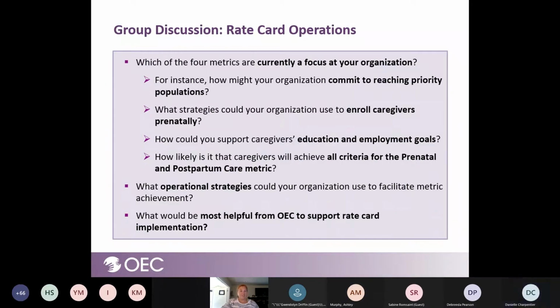Thank you. So I wanted to take a minute before getting into some of the ECIS pieces to hear from the network here on your impressions of the rate card, how you might focus on some of the metrics that have been selected, and how this might influence operations. I actually can't see the Teams chat, so feel free to add in anything in the Teams chat, but I would also welcome if anyone wants to unmute and answer any of these questions, starting with the first one, which is: which of the four metrics are currently a focus at your organization or for you as a provider?